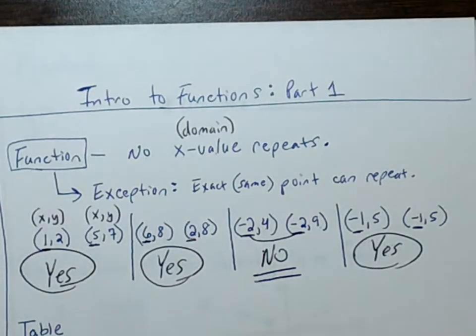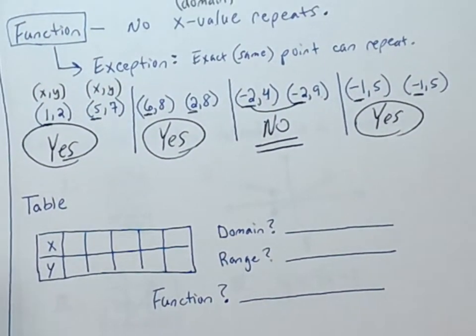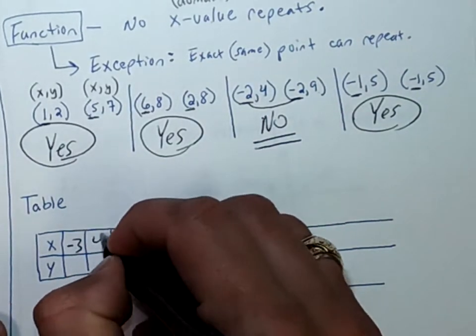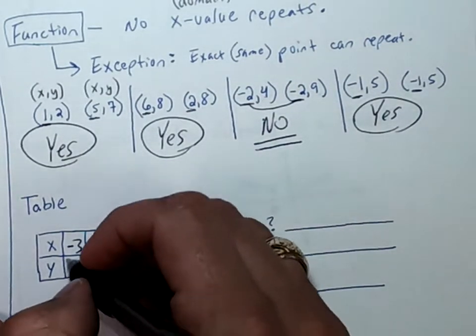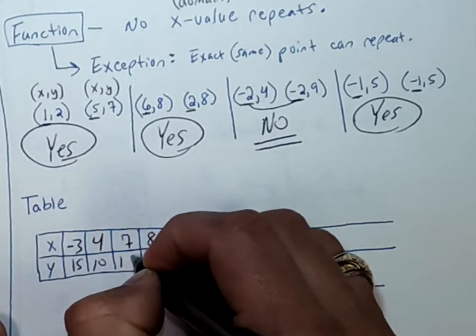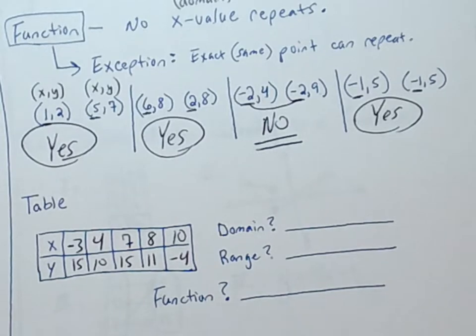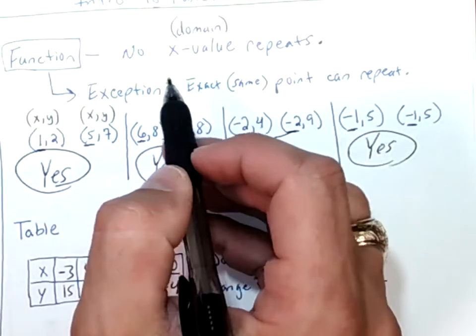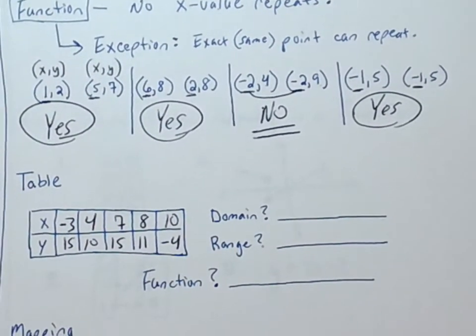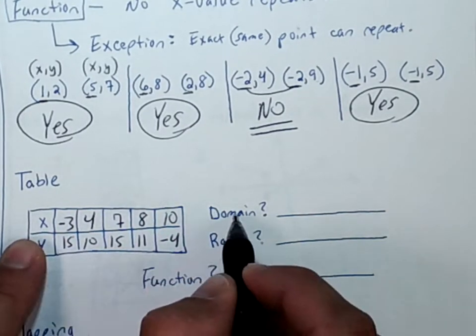Now, let's take a look at some examples and different ways we can look at functions. One way is by a table. In a table, I can fill this out. Let's say we had x values of -3, 4, 7, 8, and 10. Let's say we had y values of 15, 10, 15, 11, and -4. I'm going to determine, is this a function, yes or no? We're looking for the same thing: no x value repeats unless it fits the exception. Once again, my x values can also be called the domain. These are the same thing.